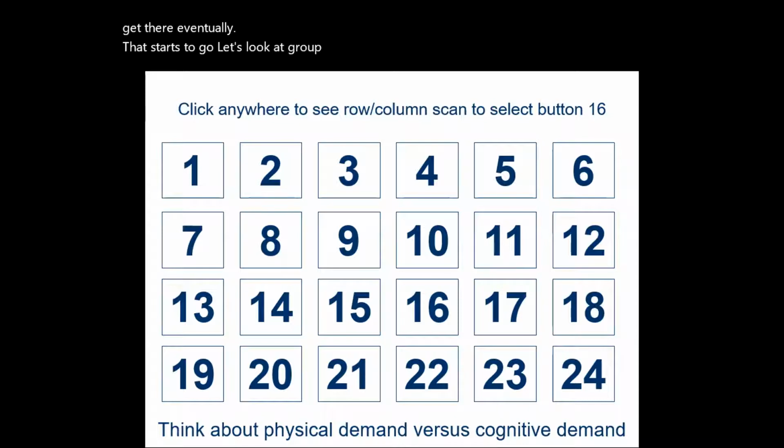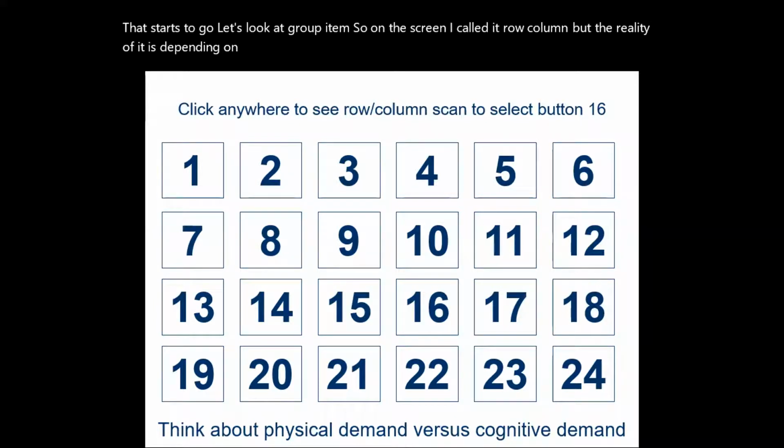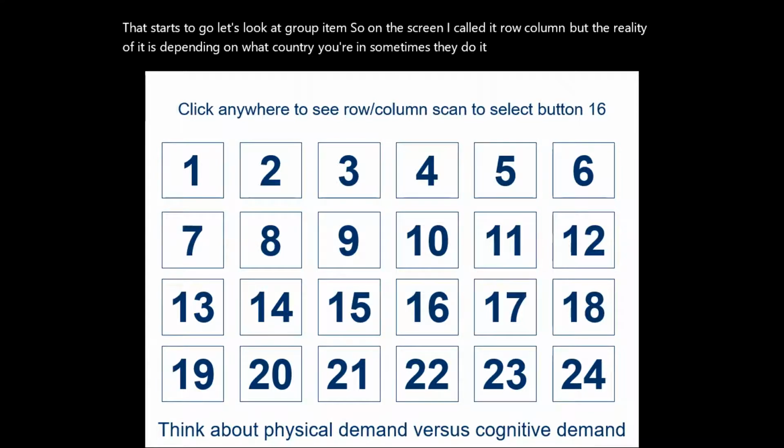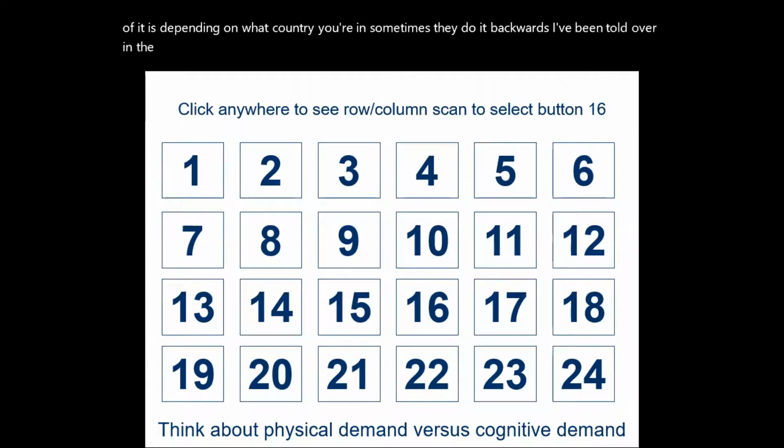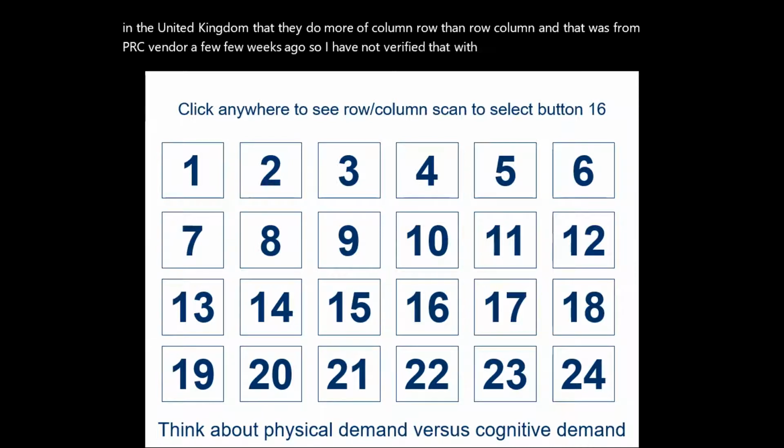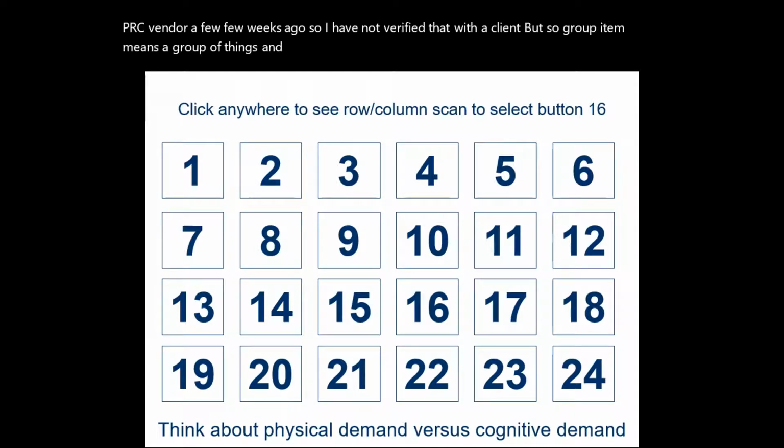On the screen, I called it row column. But the reality of it is, depending on what country you're in, sometimes they do it backwards. I've been told over in the United Kingdom that they do more of column row than row column. And that was from a PRC vendor a few weeks ago, so I have not verified that with a client. But group item means a group of things and then the items within that group.